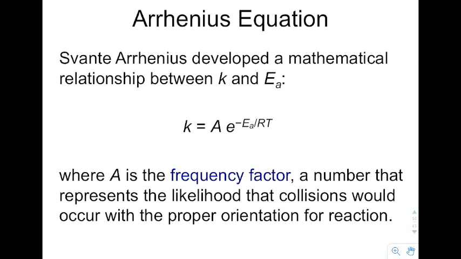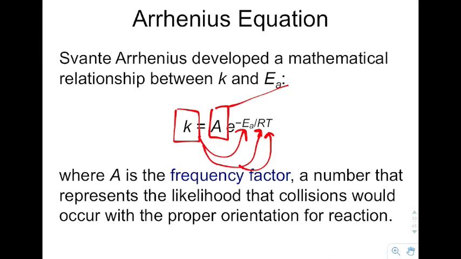Now, Arrhenius actually did more than just acids. He developed this mathematical equation between k and the activation energy, and you will see this Arrhenius equation. But basically what it's saying is that the constant depends on the activation energy, the gas law constant, and the temperature. So this is what we call the frequency factor. It depends on the likelihood of the collisions actually occurring. So this A term is a constant that has to be determined for each reaction.